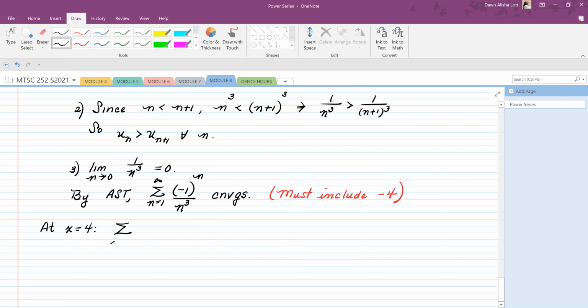Okay, so now let's see what happens at x equal to +4. Now we have the sum n equals 1 to infinity of 4 to the n over n cubed times 4 to the n. And this is just the sum n equals 1 to infinity of 1 over n cubed. And I can say that converges by what? Why can I say that converges? What does this series do? It converges. Why?